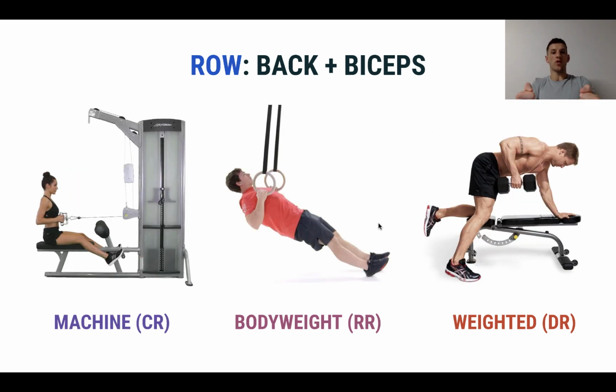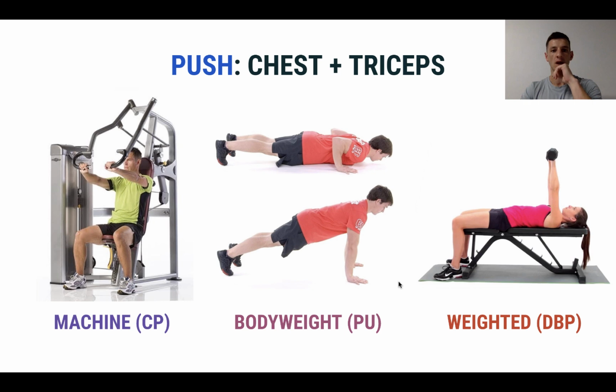For the row, again, same thing. We're now just doing the horizontal pull. Whenever you're pulling, you're working the back. Whenever you're pushing away, you're working the front. Okay, so we have the machine for the row, we have body weight row, and then we have a weighted row. We have the chest and triceps for a pushing movement, particularly the chest press. For the machine, we have a push-up or we have a weighted bench press.